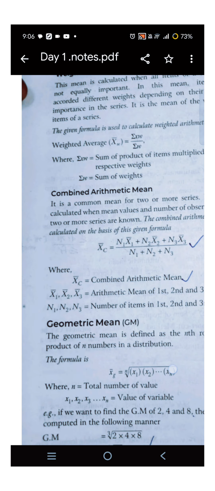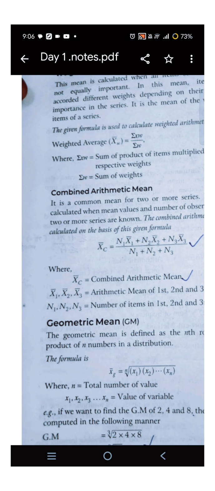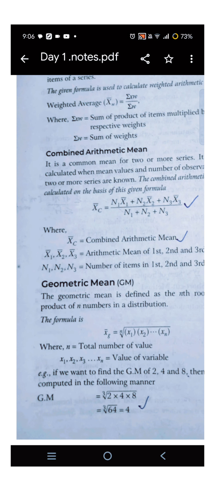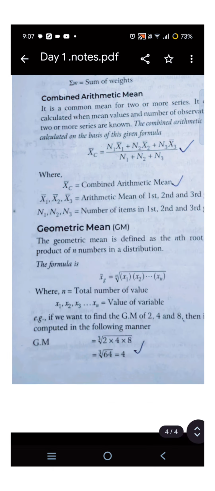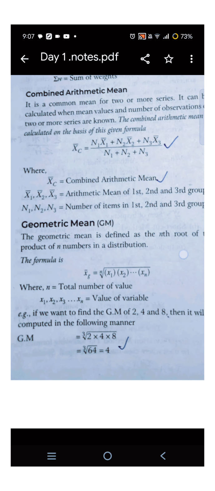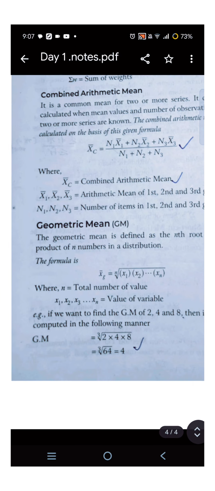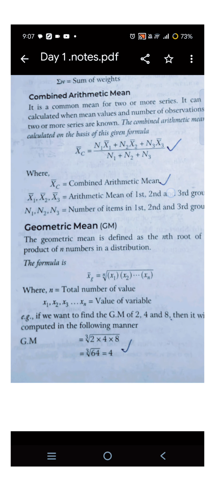sigma w is the sum of the weights. The next one is the combined arithmetic mean. It is the common mean of two or more series. It can be calculated when the mean values and the number of observations of the two or more series are known. The combined arithmetic mean is calculated with the given formula. Just memorize this important formula. Combined arithmetic mean: x bar c equals n1 x1 bar plus n2 x2 bar plus n3 x3 bar divided by n1 plus n2 plus n3. Here x bar c is the combined arithmetic mean, x1 bar, x2 bar, x3 bar are the arithmetic means of the first, second, and third groups, and n1, n2, n3 are the numbers of items in the first, second, and third groups.